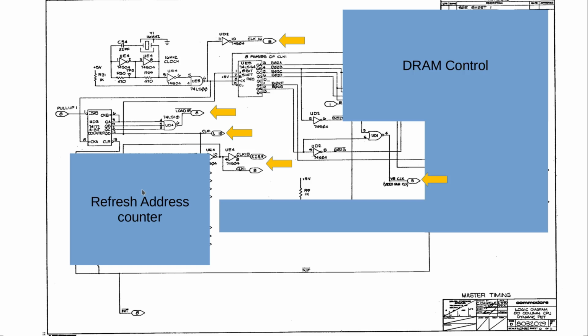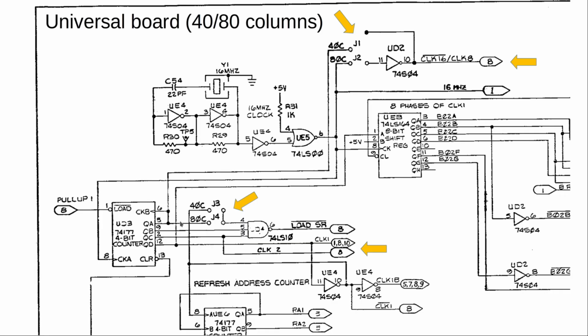The refresh address counter is actually what was, in the original static PET, the counter for the horizontal line, but this is of course not used that way anymore because the CRTC is doing all that stuff, but it's still there because it's actually creating the refresh address for the dynamic RAM. Not in this video. So here are the changes on the universal board, the one board that you can configure between 40 and 80 columns.